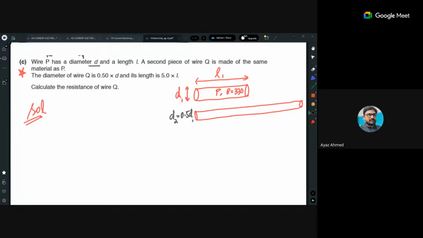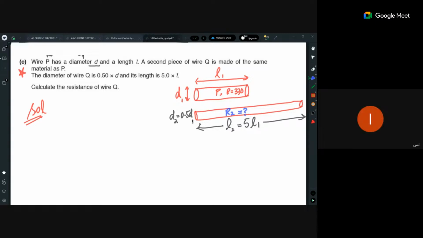0.5 times the diameter of wire 1. Is this all clear to everyone? And what about the length of wire 2? The length of wire 2 is 5 times the length of wire 1. So that is the information we have. And what do we need? We need the resistance of wire 2. Is it all clear? Yes, yes.